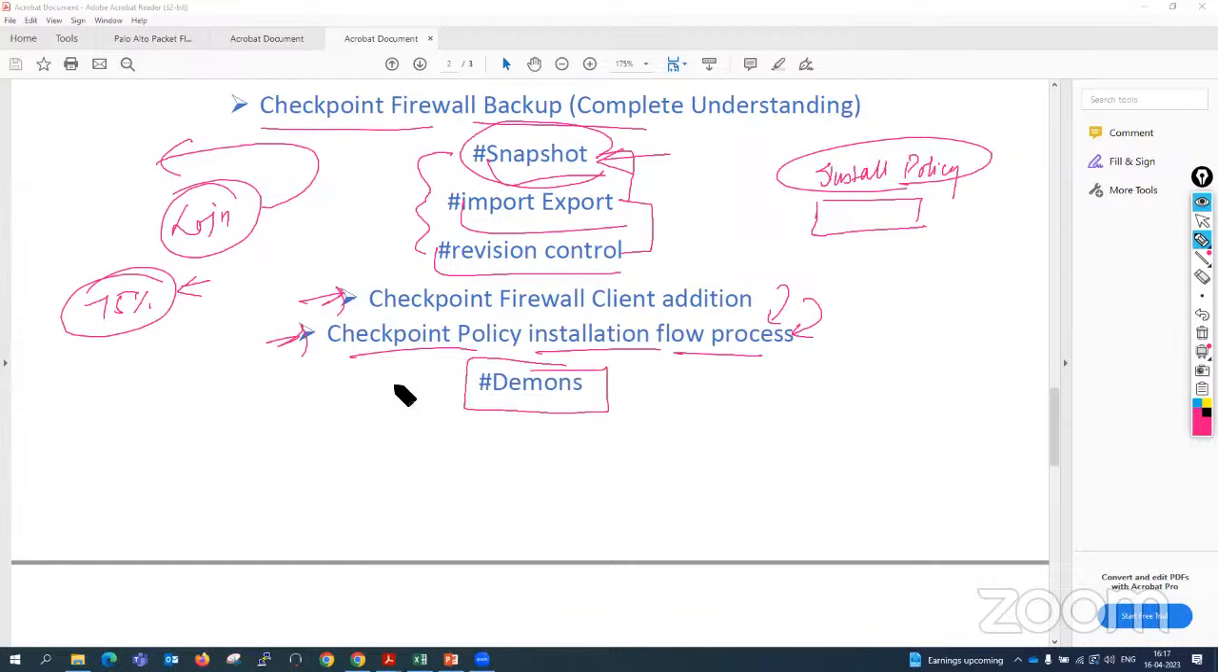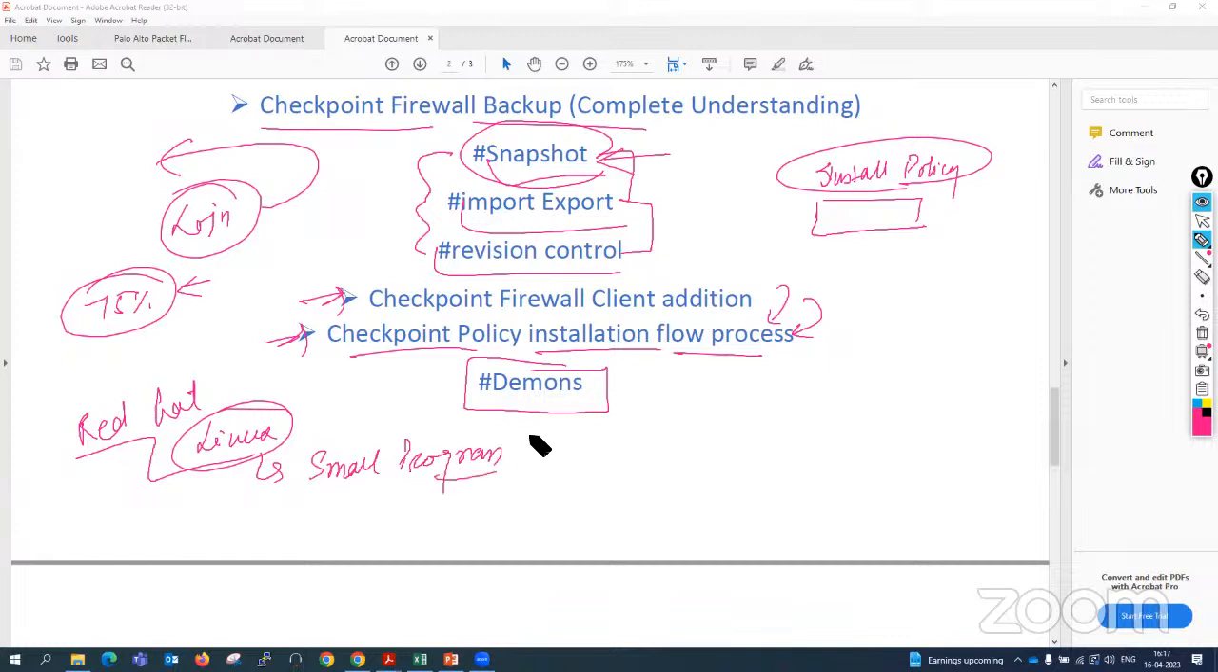What are daemons? See, Checkpoint is based on Red Hat Linux. If you are from a Linux background, you know that inside Linux, for each and every process, we have small programs, and these small programs are called daemons.